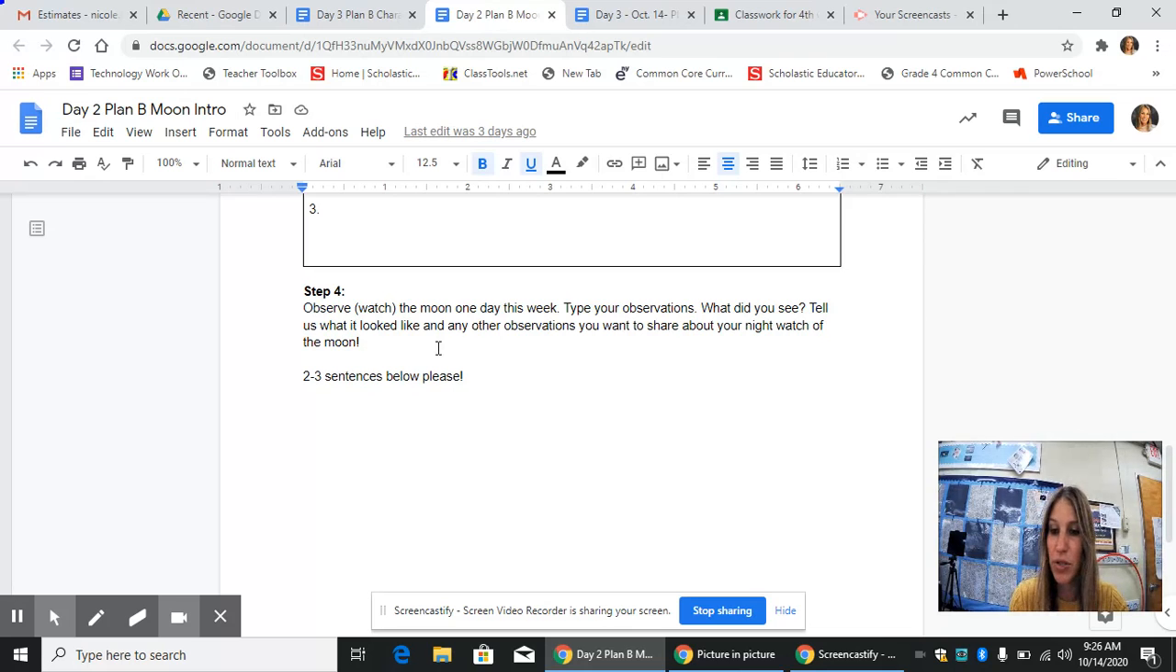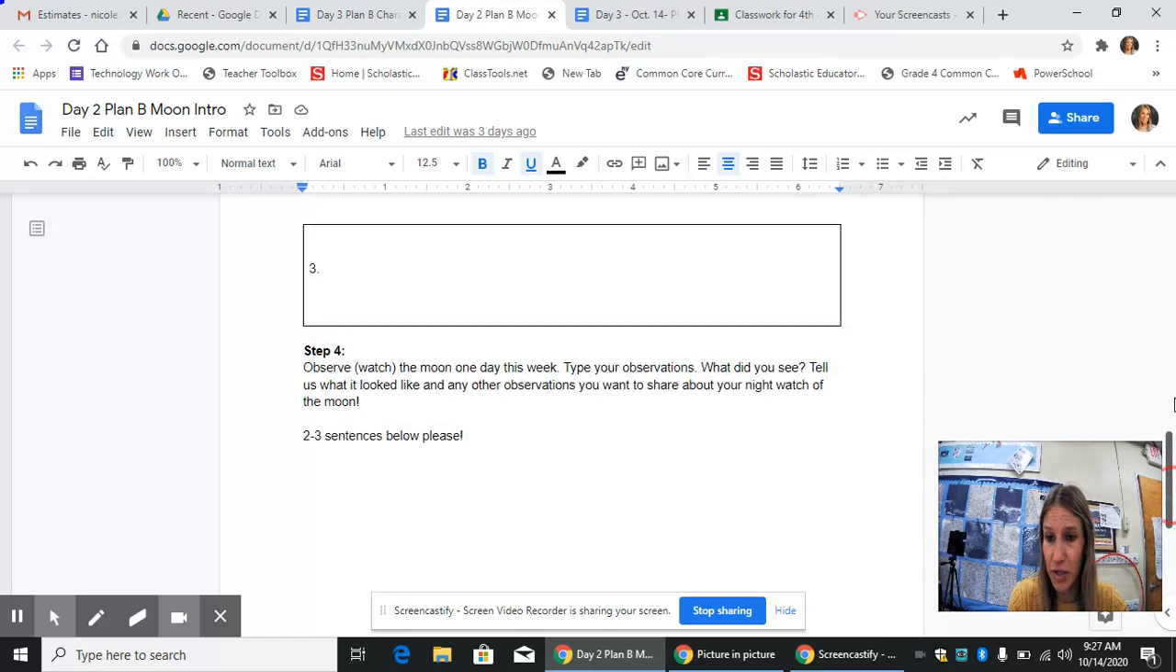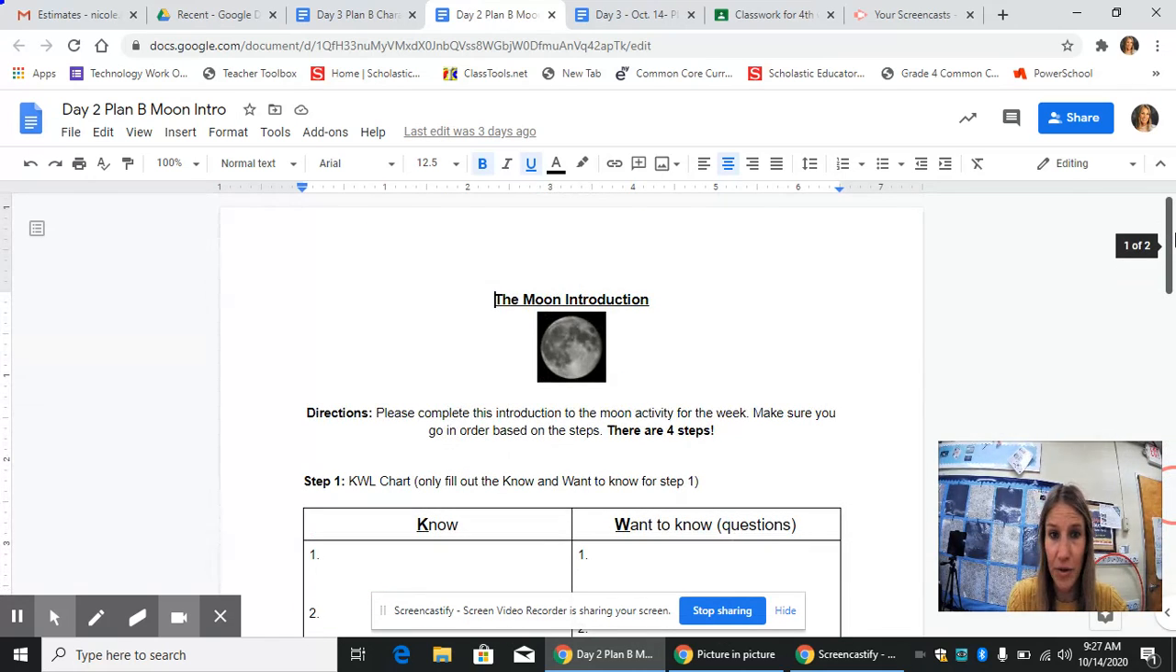I just need about 2 sentences telling me what you saw when you looked at the moon one day this week. If you haven't done this yet, you have tonight and tomorrow to look at the moon. Only 2 more days because this is due Friday, okay? So I would recommend looking at the moon tonight and typing your observation. That is your assignment for science, and it is due by Friday afternoon.